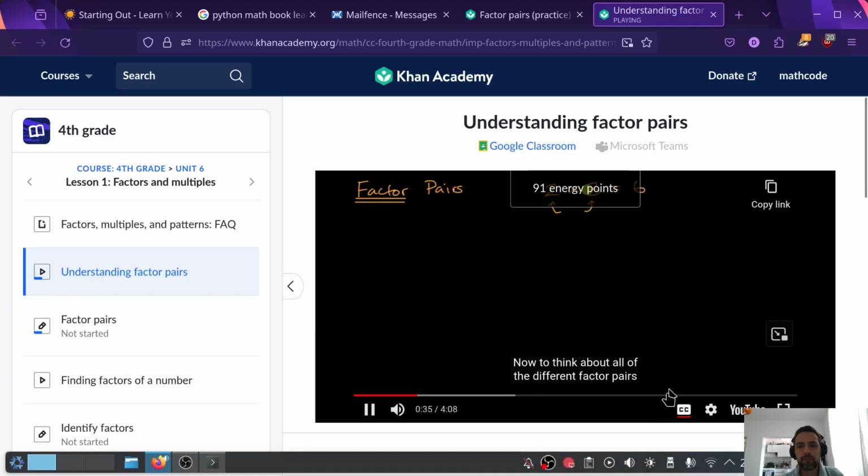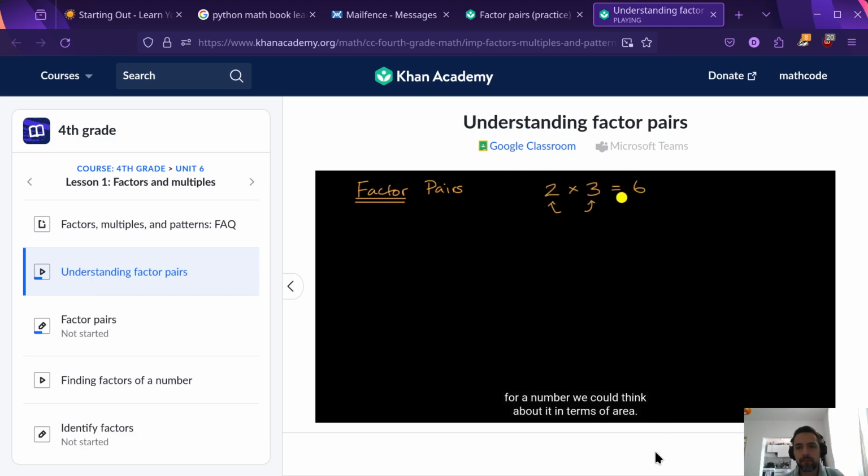Now, to think about all of the different factor pairs for a number, we could think about it in terms of area. How can we make a rectangle with area 6? Well, you could do it if it's 2 units by 3 units, so it could look something like this. I'll just hand draw it. So let's say our rectangle looks like this. So it has 2 rows and then 3 columns. And let's say these all have equal area. It's hand drawn, but you can see that the area here would be 2 times 3, which would be equal to 6 square units.